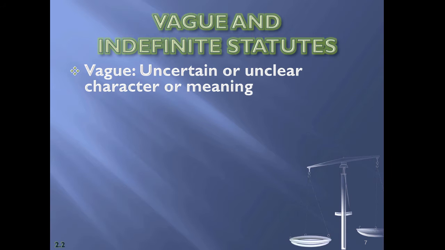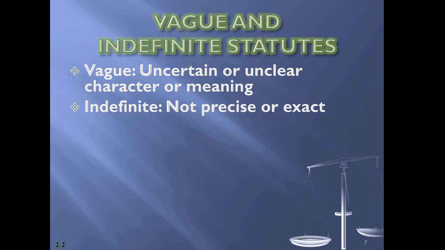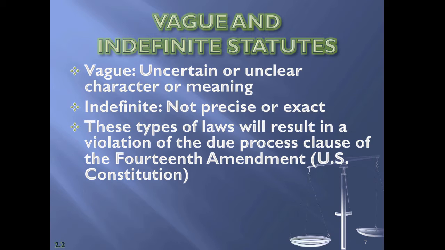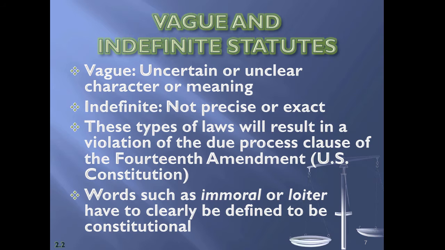So really that's when a statute or a law has an uncertain or unclear meaning. There's not a precise or exact use of words. Those types of laws, if they are enacted, now hopefully they won't be because they get reviewed before they are put into writing, but if they are, they could result in a violation of due process. If you have vague laws, you have to be clear. And an example would be if you were to use immoral behavior or talk about loitering in general. Well, immoral behavior has a definition, really it's subjective to the reader.